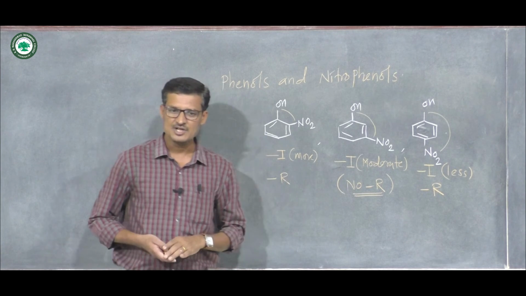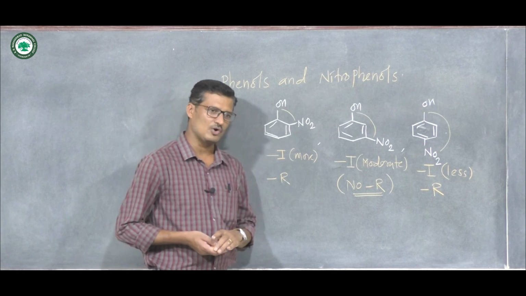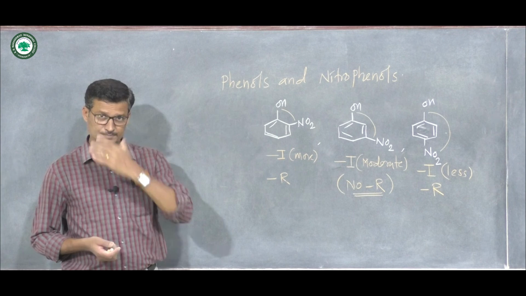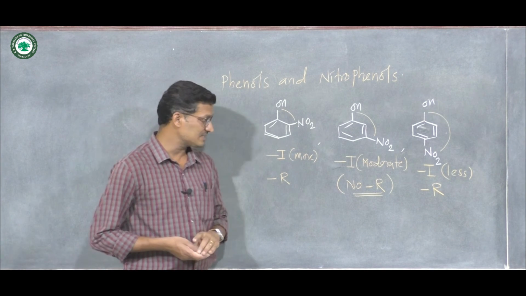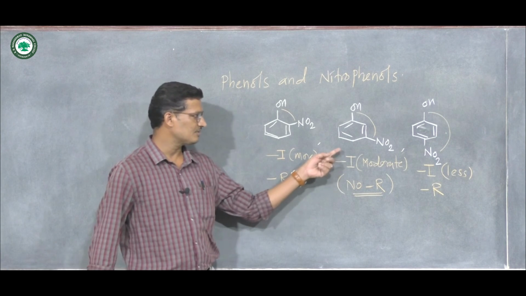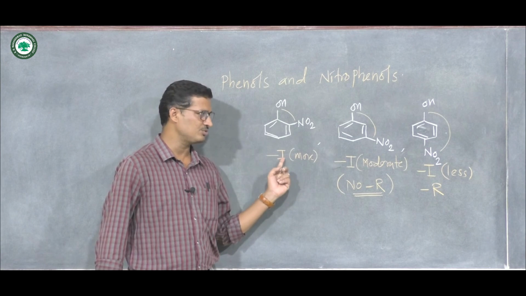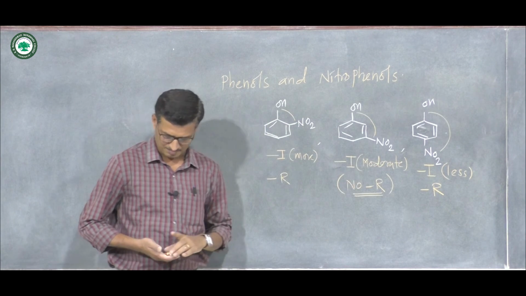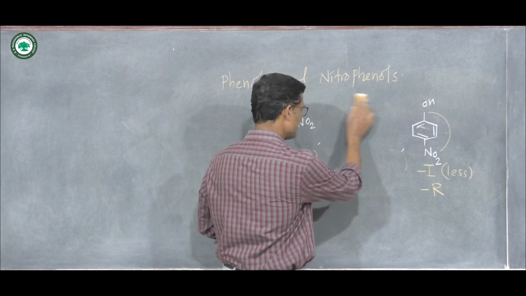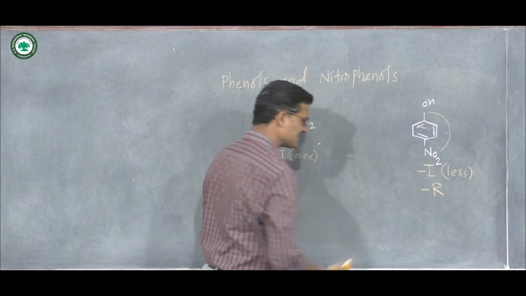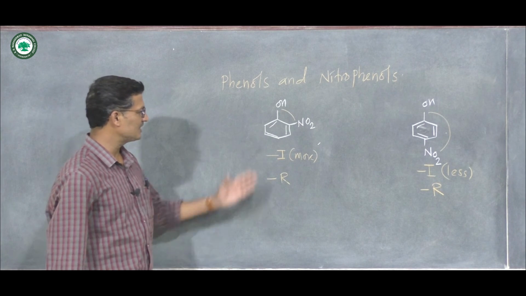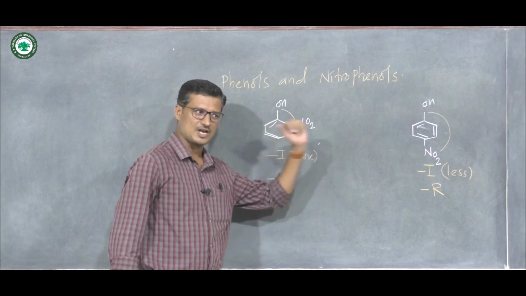So this is the basic reason why metanitrophenol is the least acidic out of these three: when the nitro group is at the meta position, it doesn't give the minus R effect, and so metanitrophenol is the least acidic as compared to orthonitrophenol and paranitrophenol. Once we compare the acidity between these three, which is the least acidic? Metanitrophenol. Then we compare the acidity between these two, orthonitrophenol and paranitrophenol.